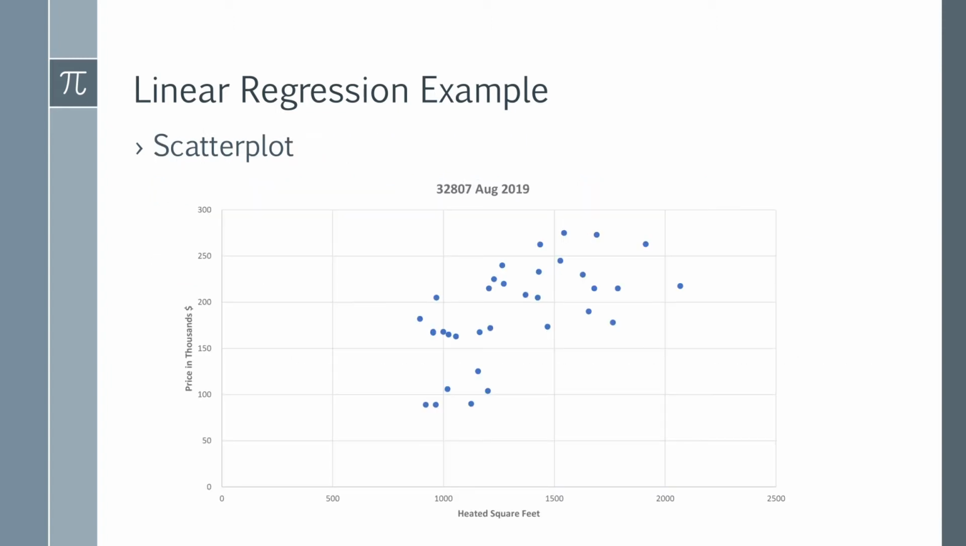This slide shows the scatter plot of our data. If we look at the x-axis, that's our heated square feet. And if we look at the y-axis, that's our price in thousands. We can see that we do have a positive relationship. It looks like as the heated square feet increase, the price in thousands also increases. It's not a very tight pattern, there's some scatter there, but you can still see that there's a positive association between the two variables.